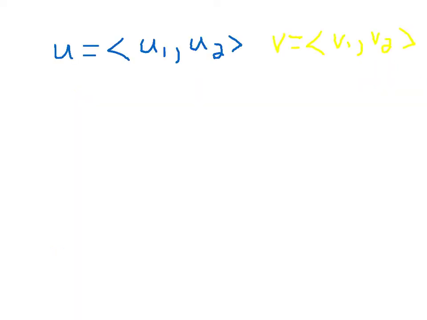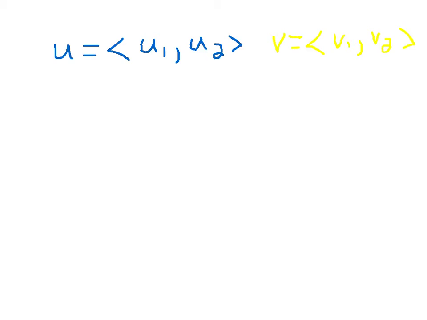So how does vector addition actually take place? Well, let's say I have two vectors here. I'm going to represent vector u as being equal to u1 comma u2. Vector v then is going to be v1 comma v2. So how do I take these two vectors and actually add them together?